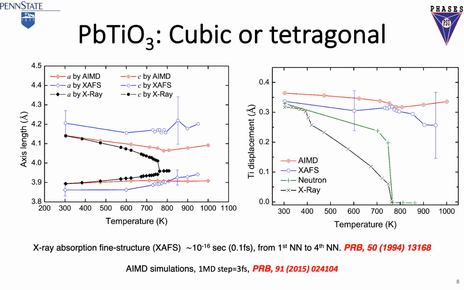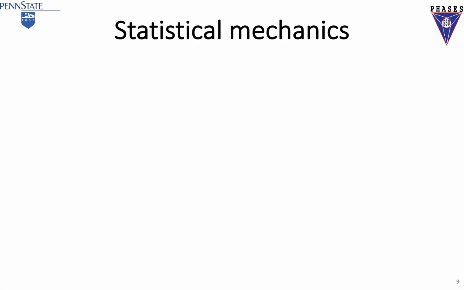Then you look at the polarization. Polarization, again, above the transition temperature, using X-ray and neutron, is 0 overall. But for the individual ones, the titanium is off, right? It's displaced. So that means if you really want to model this, you have to look at this kind of fluctuations.